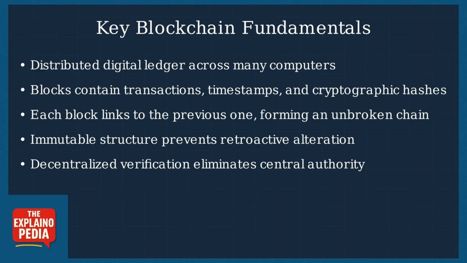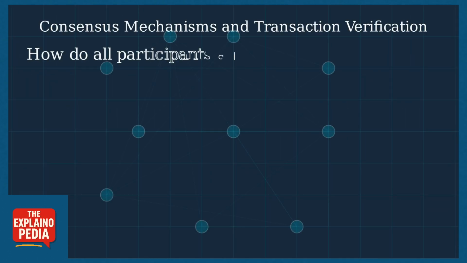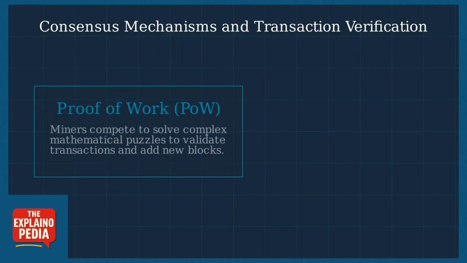Consensus mechanisms are essential for blockchains to function properly. They ensure all participants agree on which transactions are valid, creating a shared truth across the network. The most well-known consensus mechanism is proof of work, used by Bitcoin. In this system, miners compete to solve complex mathematical puzzles to validate transactions and add new blocks to the chain.